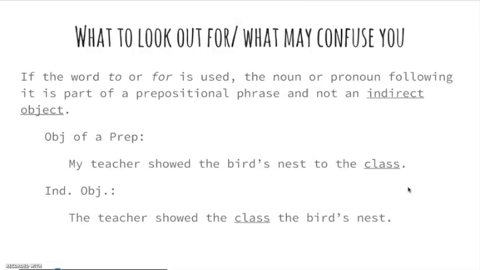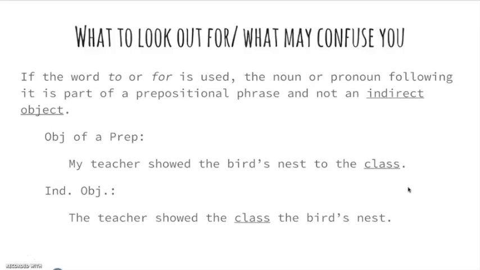So now I'm just including a little bit of what to look out for, what may confuse you. If the word to or for is used, the noun or pronoun following it is part of a prepositional phrase and not an indirect object. Now we covered prepositions way earlier in the year, so we will do a refresher in class. But here's the same sentence, almost. It's the same understanding, but class is being used in two different ways. In one way, it's the object of a preposition, and in one way, it's an indirect object.